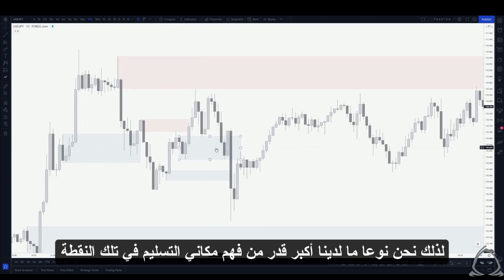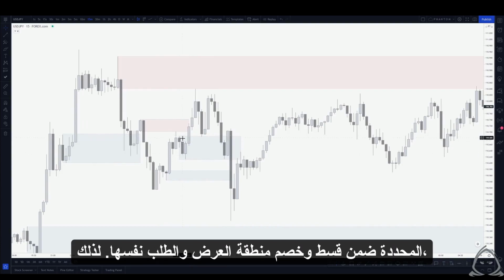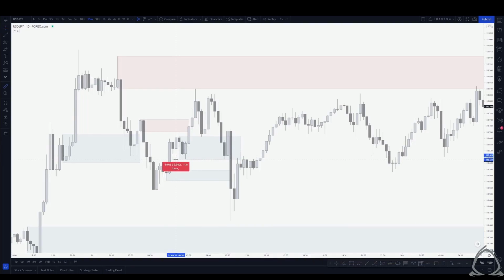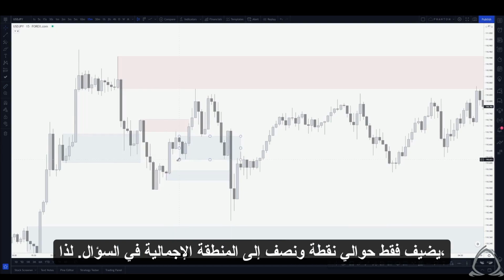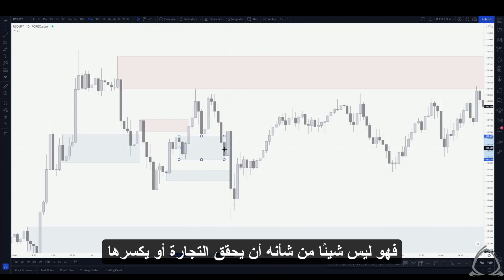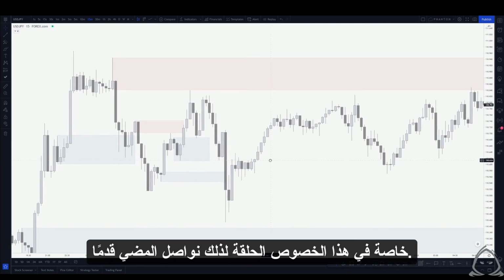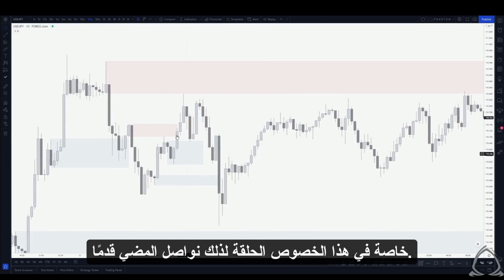highest amount of understanding of where price was delivering at that particular point within the premium and discount of the supply and demand zone itself. So in that case, just using the bottom wick ends up being a little bit more beneficial. And again, it only adds about 1.5 pips to the overall zone in question. So it's not something that's going to make or break a trade or make or break anything that we're doing, especially in this particular episode. So we keep moving forward.